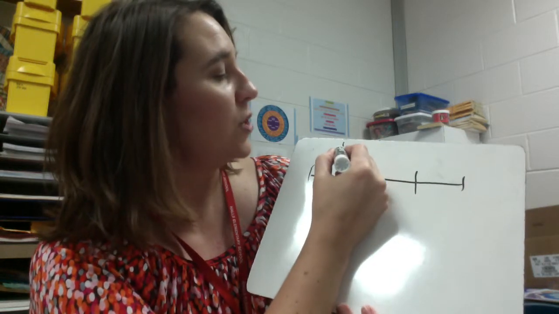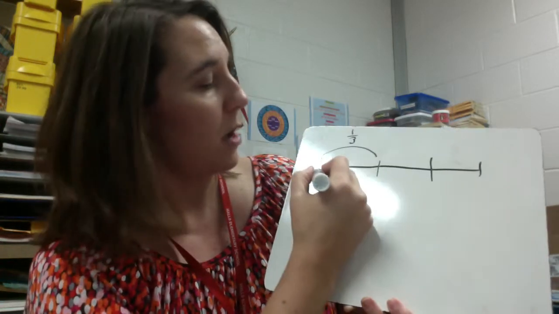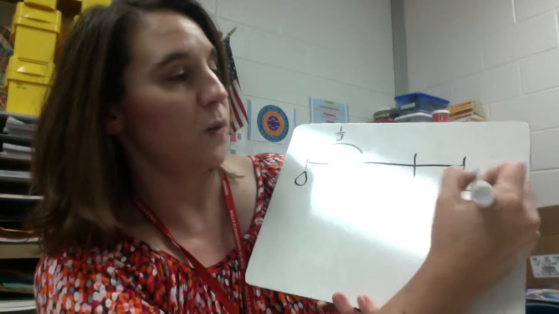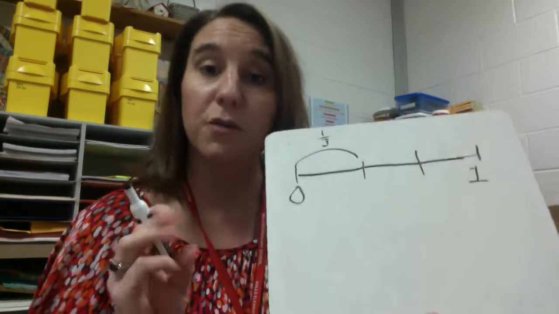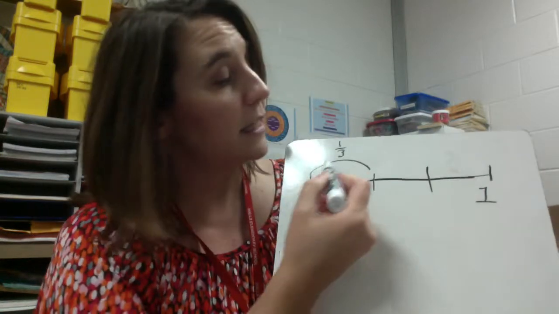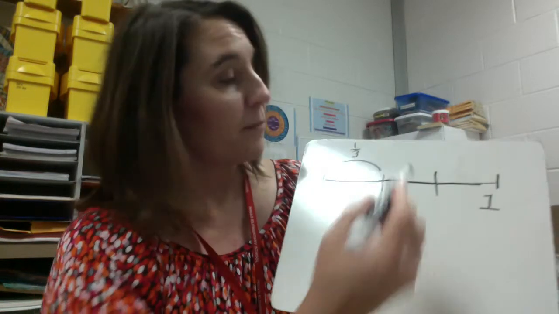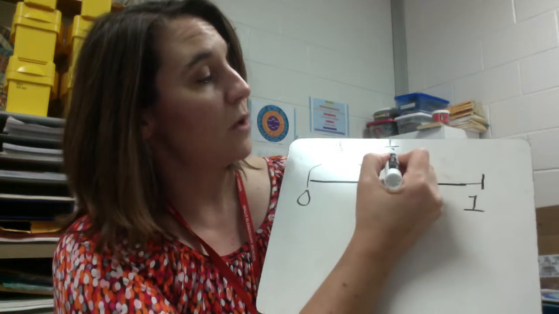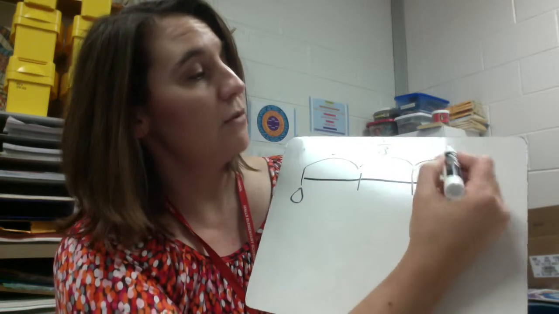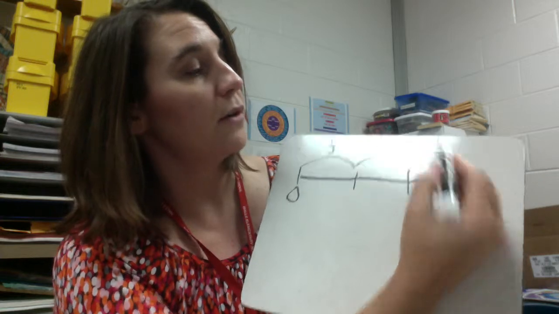We know that one jump on the number line, if our whole, here's 0 and here's one whole, correct? So if our whole is broken into 3 equal pieces, then the unit is 1/3. So 1/3, here's another 1/3, and then another jump of 1/3.